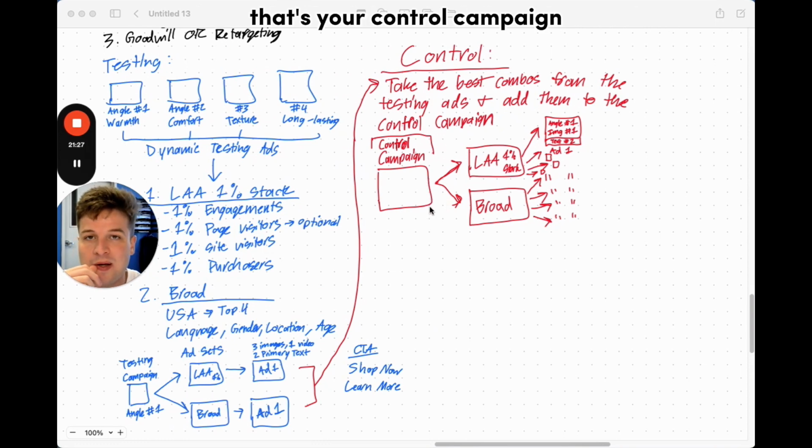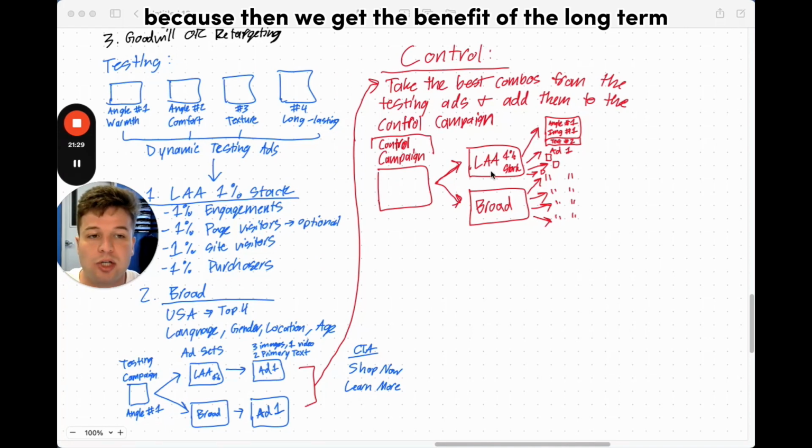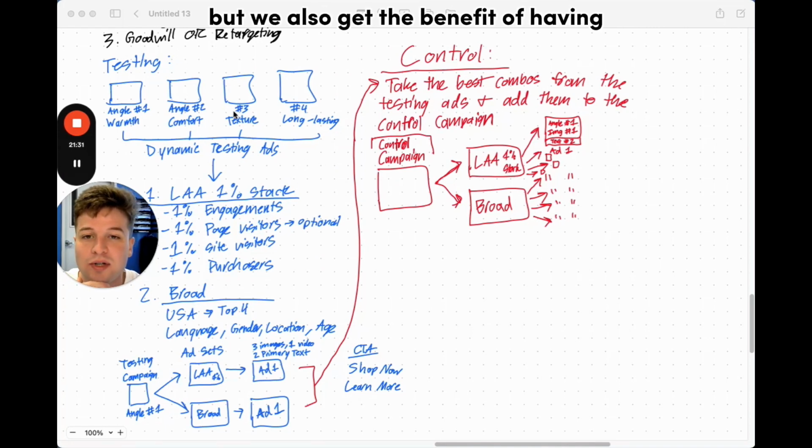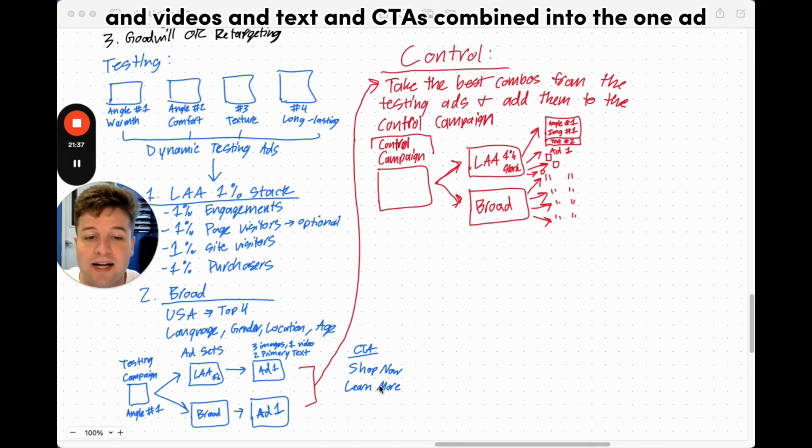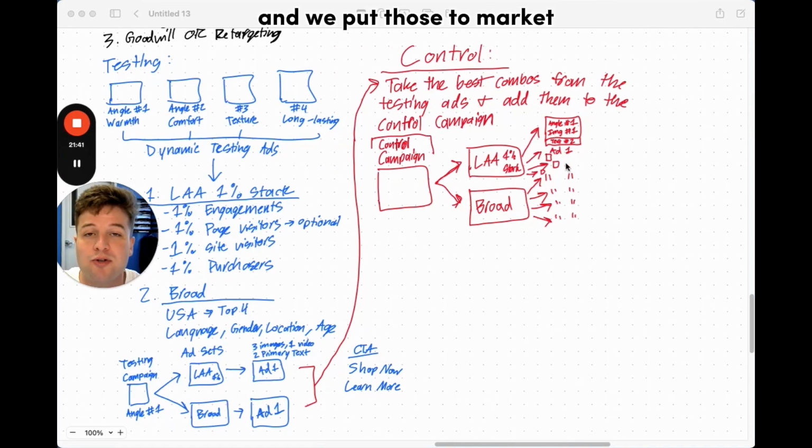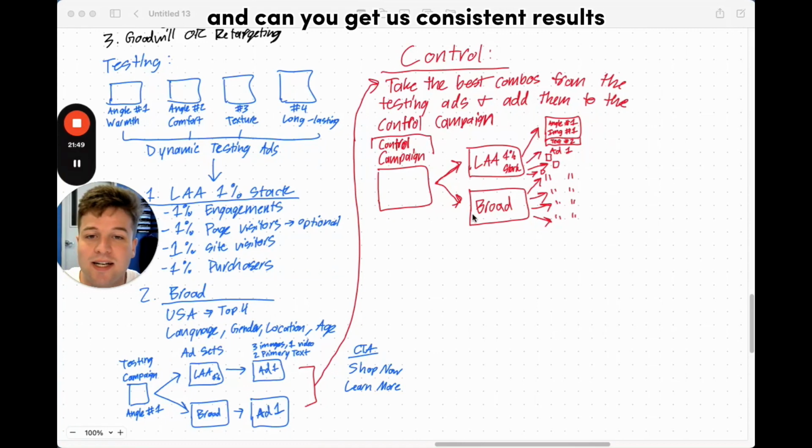That's your control campaign, because then we get the benefit of the long-term and the short-term results, but we also get the benefit of having the best combinations of images, photos, or of images and videos and text and CTAs combined into the one ad, and we put those to market. And then these are control campaigns, so they're not dynamic testing ads. They're just control. They're regular, normal campaigns. And then that's going to go out and get us consistent results.